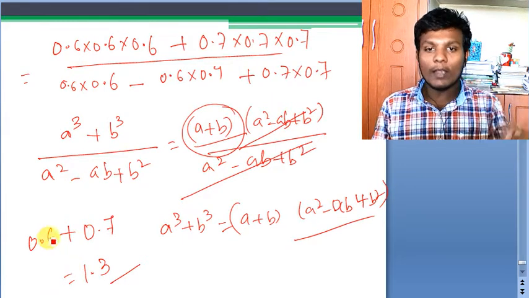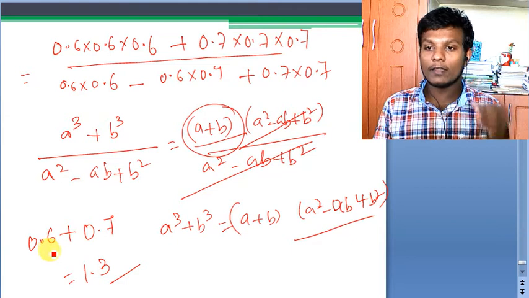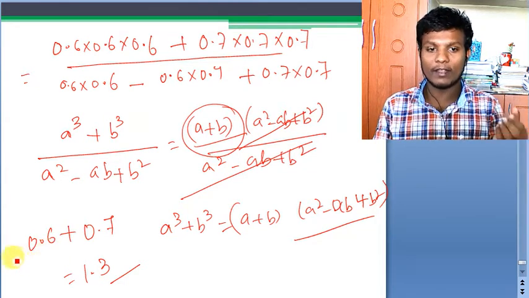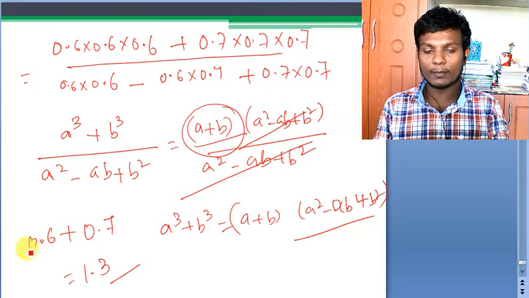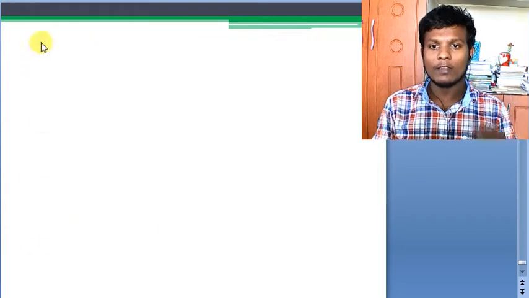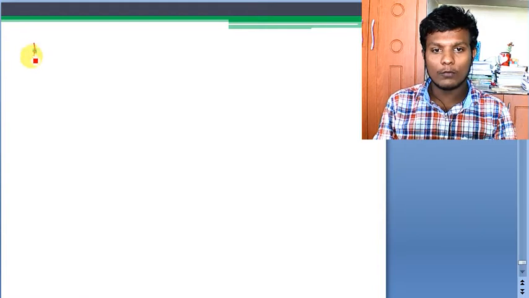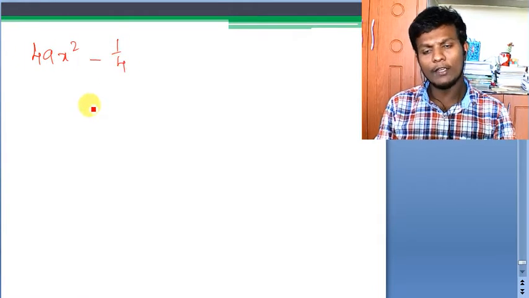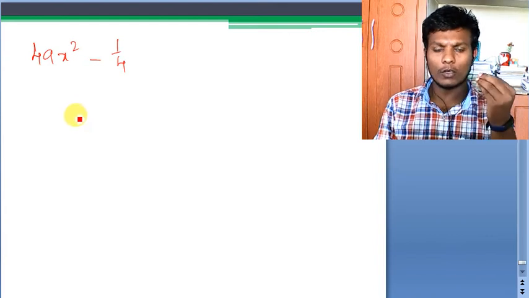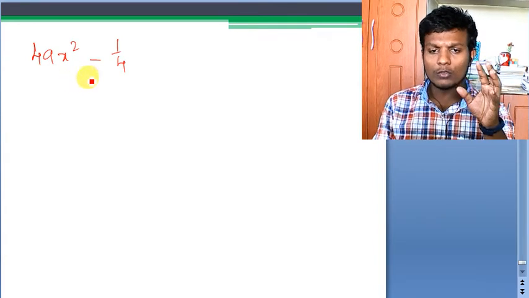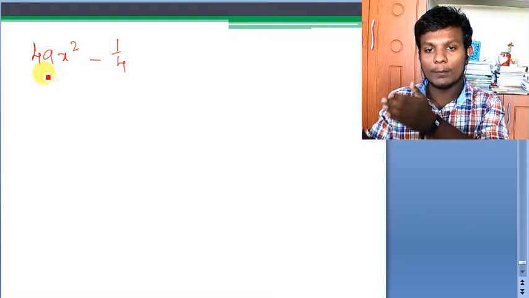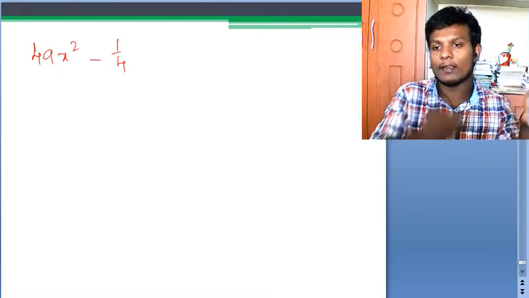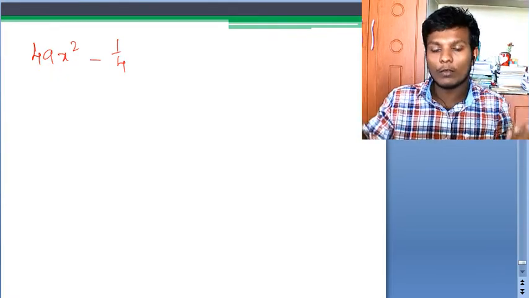You can use the same algebraic expressions in factorization also. Let us see how we can factorize using our algebraic expressions. Suppose I have 49x square minus 1 by 4. I need to factorize it. When you have the expansion of an algebraic identity, we can condense it, so we have to work backwards when factorizing.